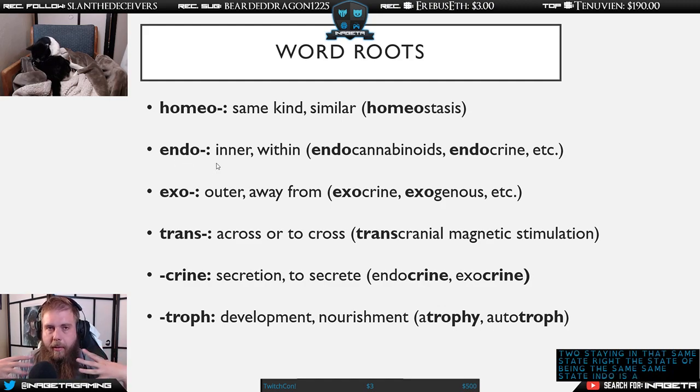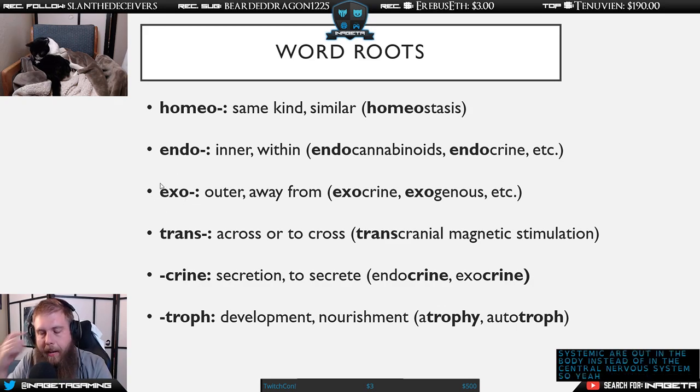Endo usually refers to inner or within. So endocannabinoids are a type of cannabinoid, a type of molecule that comes from inside of ourselves. Endocrine system refers to more internal, what's the word I'm looking for? Oh, I forgot the things that are released in the endocrine system. Hormones, there we go. The hormone system versus the exocrine system, which is more systemic or out in the body instead of in the central nervous system.